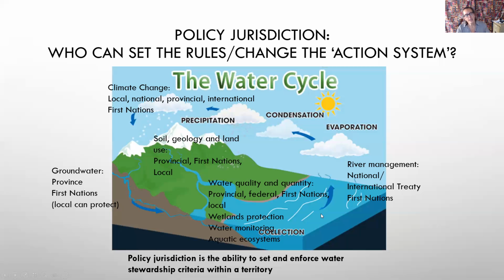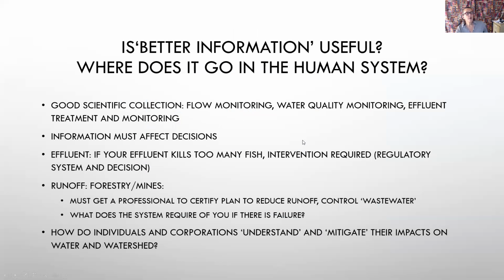So once you get all these actors and all these jurisdictions in the natural system, which is itself changing, you can see there's a very complicated system or set of interacting systems in a thing as simple and as necessary as water. So, is better information useful? Remember, we were keeping an eye on implementation.